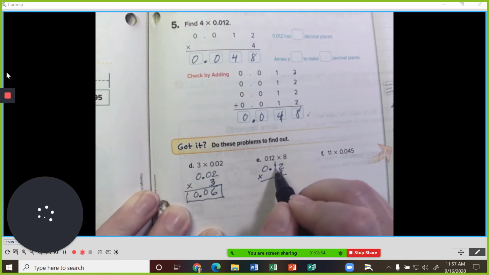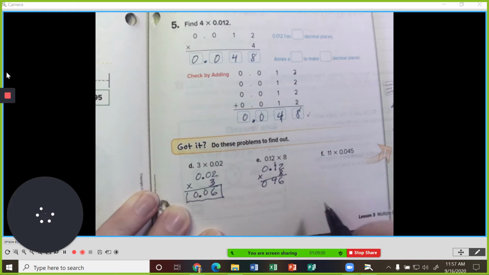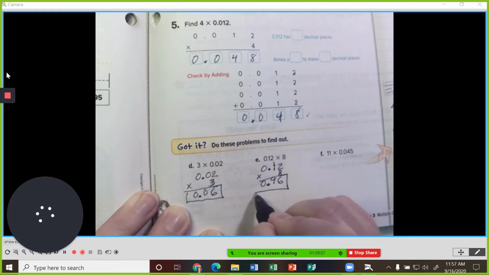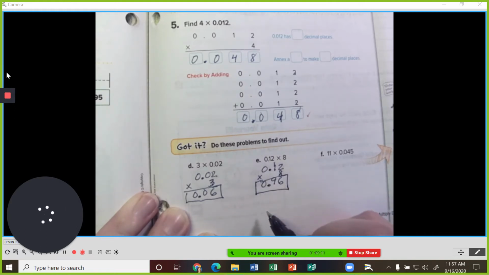8 times 1 is 8, plus the 1 we carried is 9. 8 times 0 is 0. We had 2 decimals in our problem, so we need 2 decimals in our answer. So our answer is 0.96.